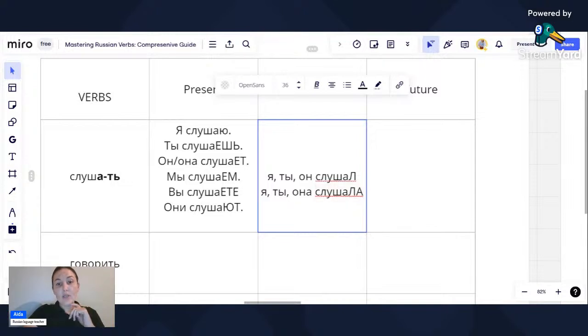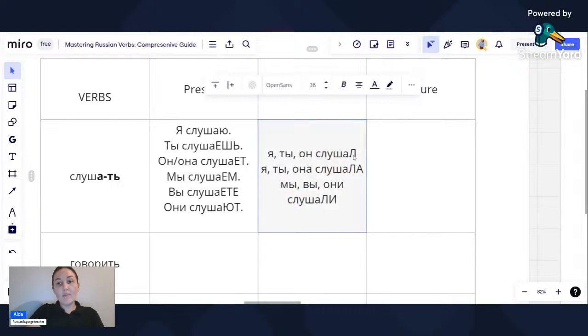Она слушала. Я, Аида, слушала. Ты слушала. But this form is for female nouns. Анна слушала, подруга слушала. Да? And the form for plural: мы, вы, они слушали. Слушали. Okay? This is the form for plural.